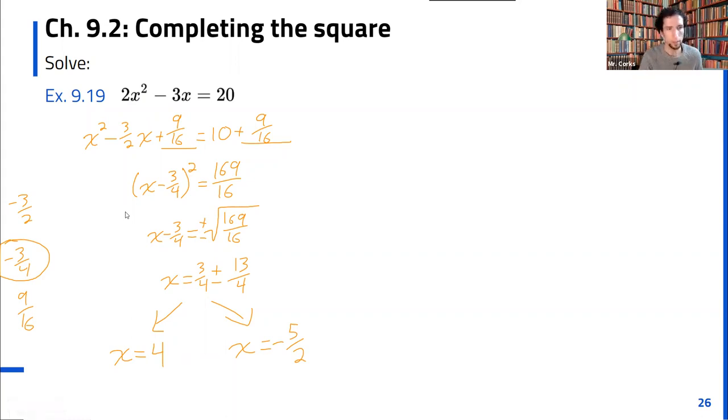Okay, that's completing the square. So even if you have a coefficient here on the x squared, just divide and get rid of that. And whatever constant is off on the right side, ignore it, add in the number that works for you to complete the square. You just have to look at the b term, and that's it. Okay, so any questions about this method, completing the square?